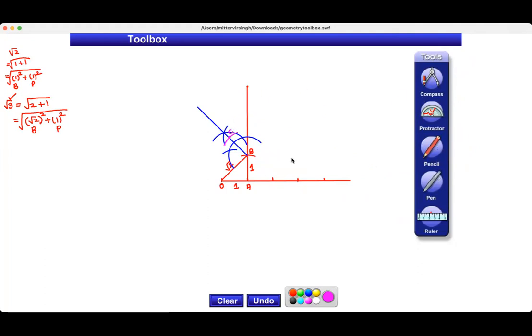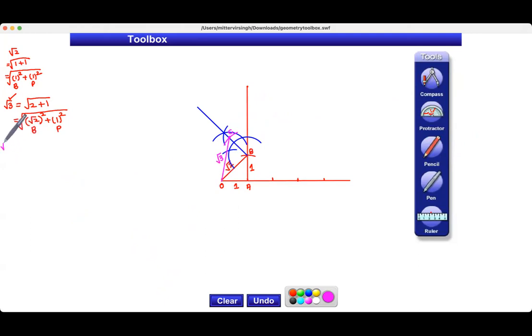So now what will I do? I will join point O and C, point O and C. This is the value of square root of 3.